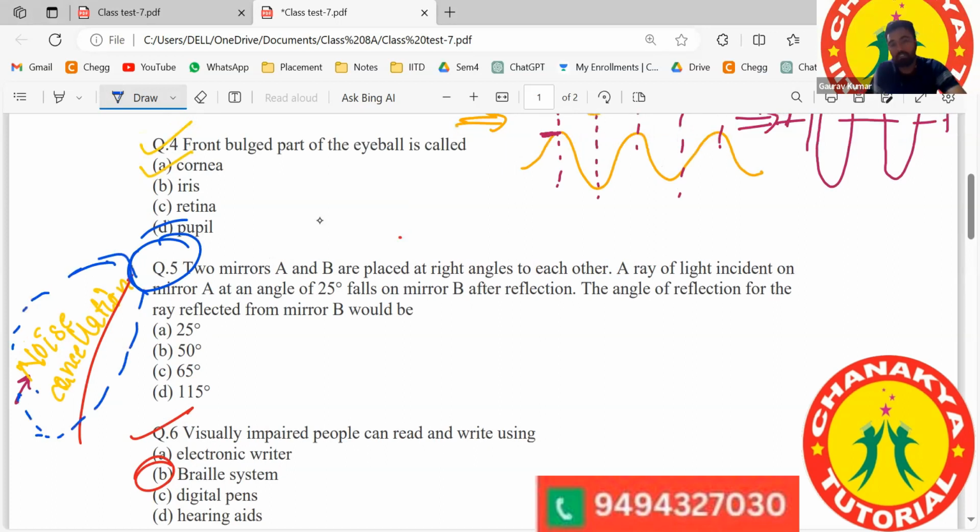We will do this at the end of the class so that everyone who comes late will also be able to understand this concept. Okay, so we will discuss these in the end. First, let's start with the NCERT problems.